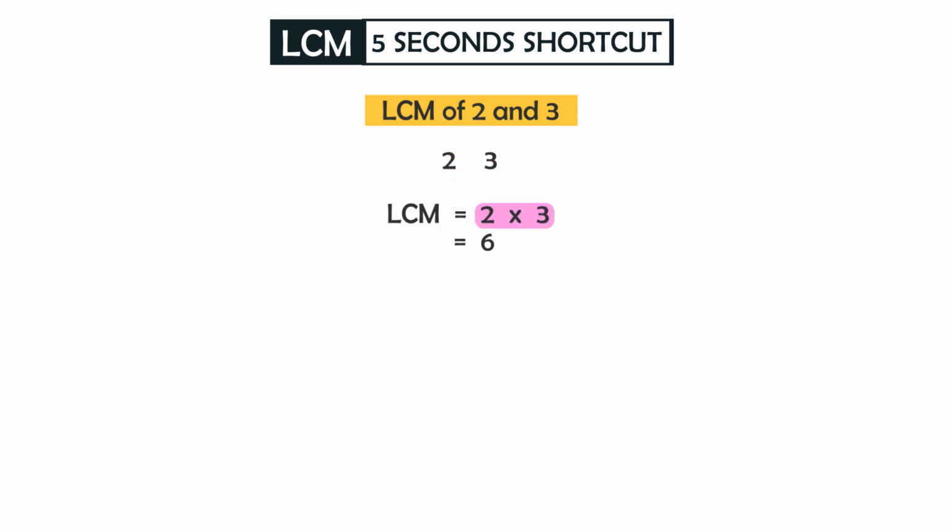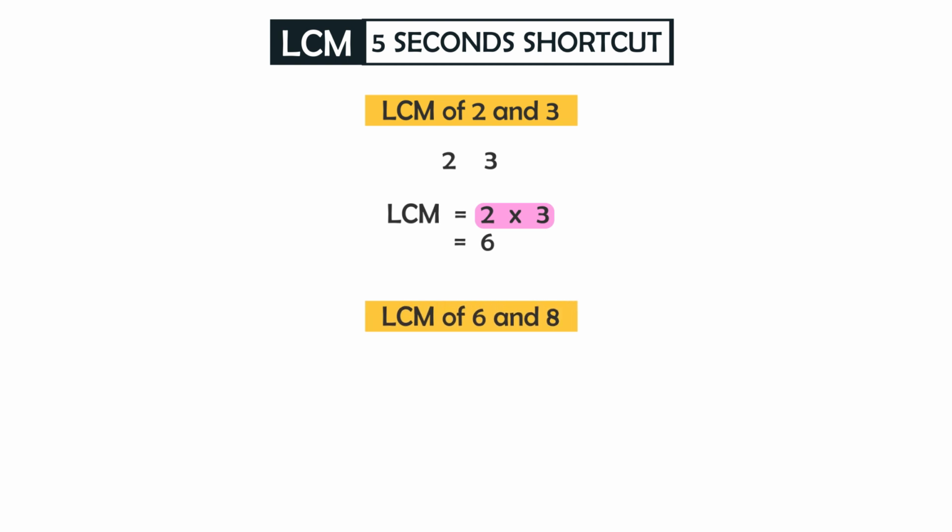Let's learn the 5-second shortcut of LCM. The LCM of 2 and 3 using the 5-second shortcut. Now tell me, what is the number that you can divide 2 and 3 again? Can you see a number? No. So you just multiply 2 and 3, which is 6, right? So LCM of 2 and 3 is 6. This is pretty easy. Okay, now let's find LCM of 6 and 8 using my 5-second shortcut.